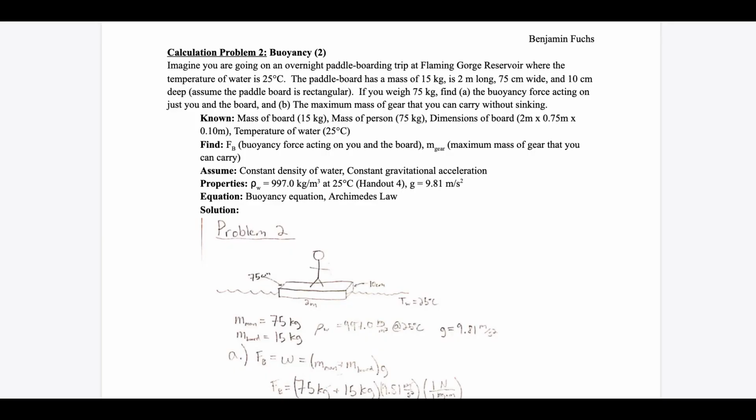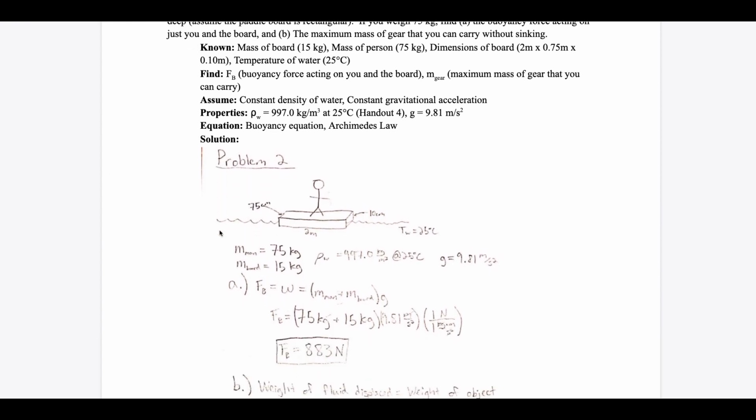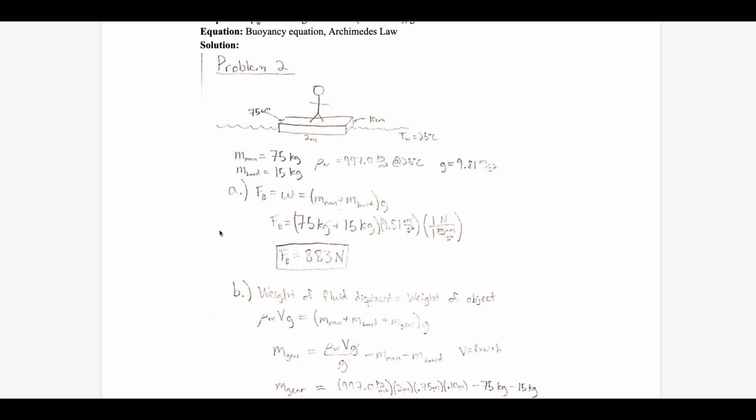I would do this problem the same way that Ben did this problem, so I will show his work as I explain this problem. This problem will cover topic 2, which is buoyancy. In this problem, the buoyancy equation and Archimedes' law are both used. It is assumed that water has a constant density and that there is constant gravitational acceleration.